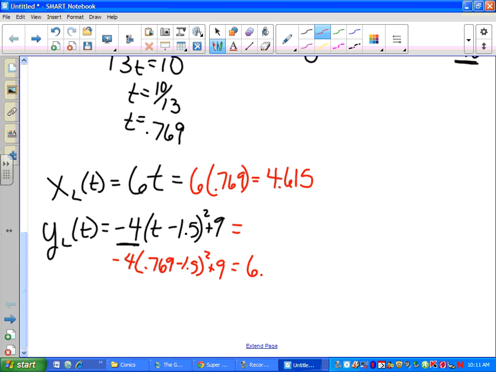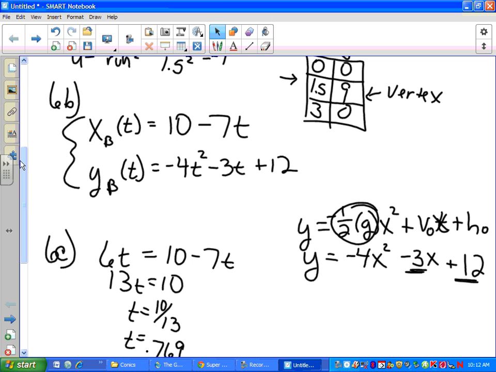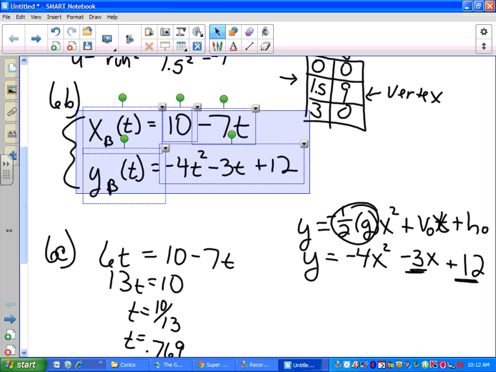Let's see, 6 point... I can't tell from my handwriting if that's an 8 or a 9. 864, we're going to say 6.864. I'm actually going to move that right up here. Okay, so now we know where Luigi is going to be. Let's find out where the bomb is going to be. So let me go back and grab this equation.